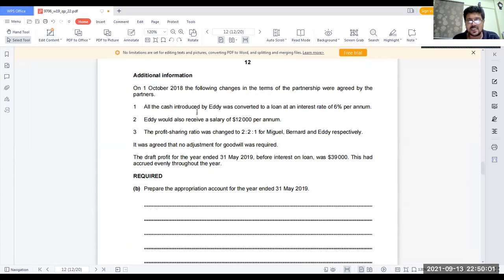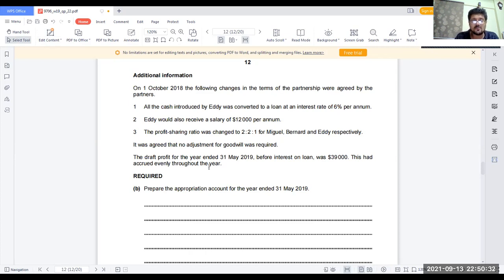The draft profit for the year ended 31st May 2019 before interest on loan was $39,000. This had accrued evenly throughout the year. Now, if they are getting 39,000 profit throughout the year, divided by 12, monthly profit is 39,000 divided by 12. Okay, multiply by 4.